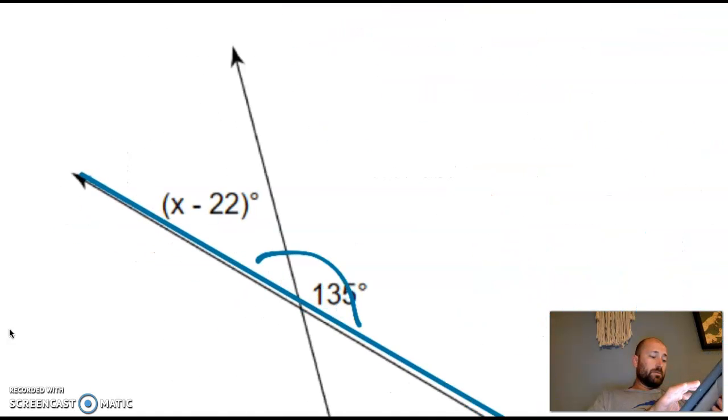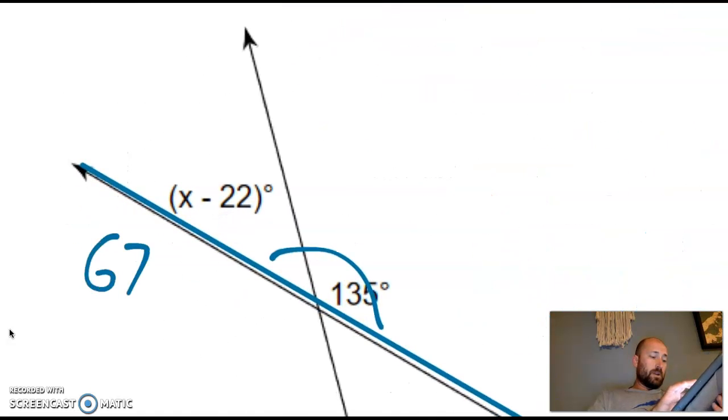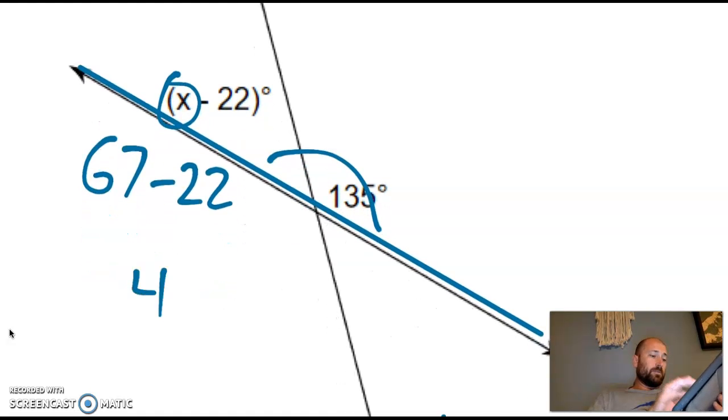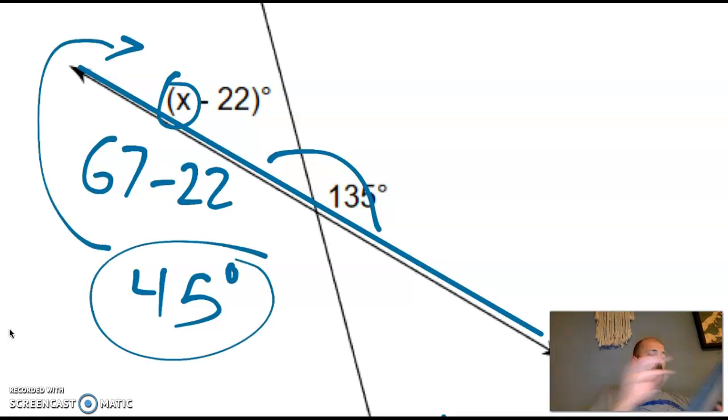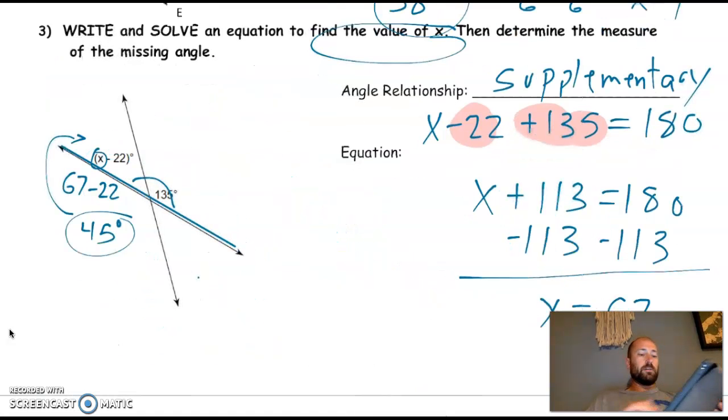So 67 minus 22. So I plugged it in for that x. 67 minus 22 is 45. Is that true? Yeah, it has to be, because 45 plus 135 is 180, which makes it supplementary.